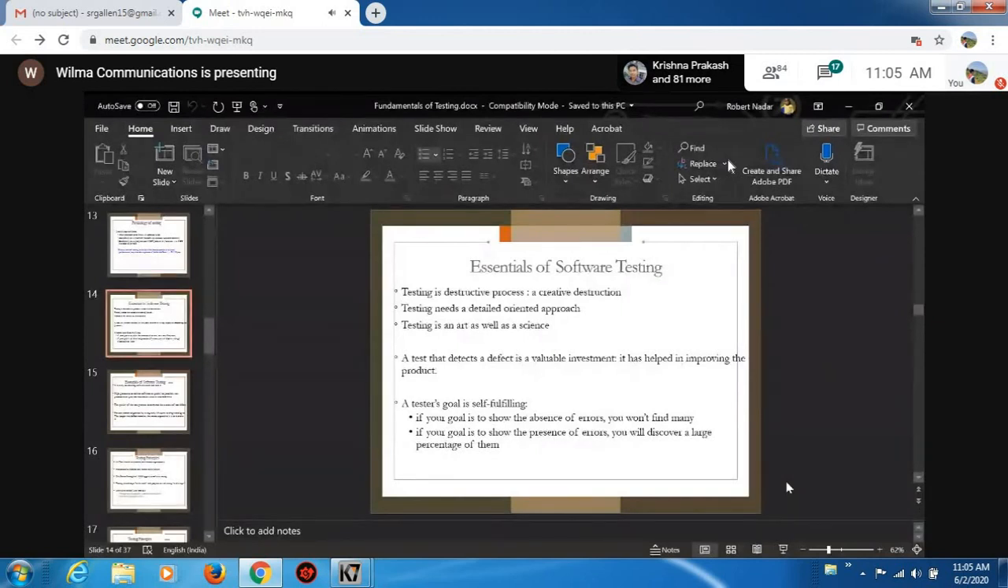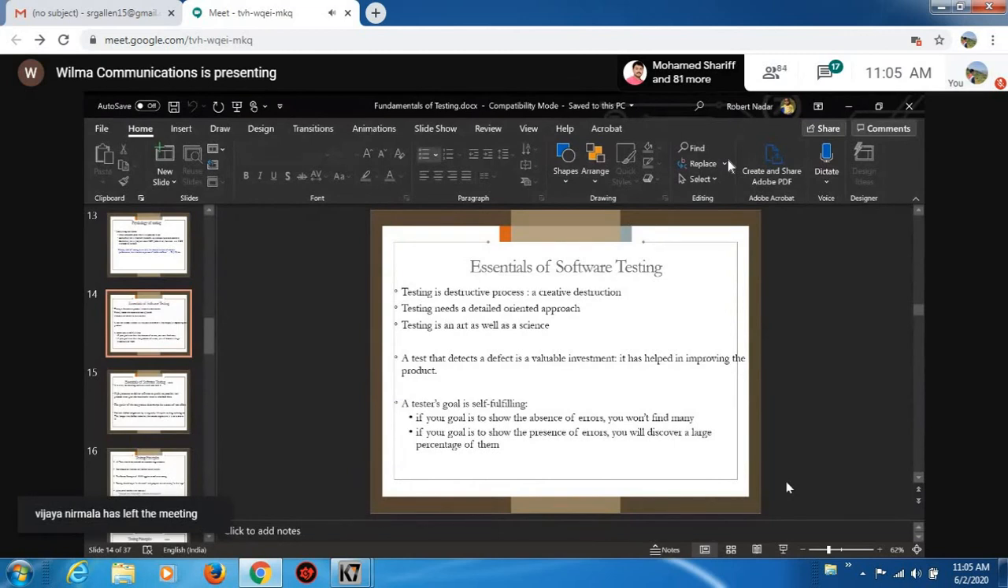So basically, testing is like a mind game. If you feel that you will find defects, you will get a lot of defects. If you feel that the product doesn't have many defects, you may not identify most of the hidden defects available in the application.